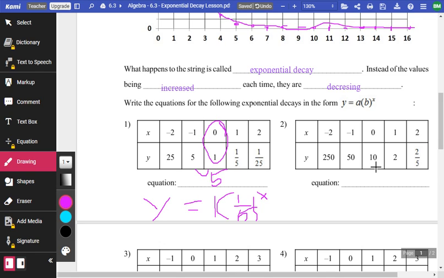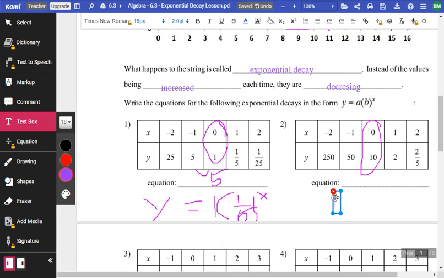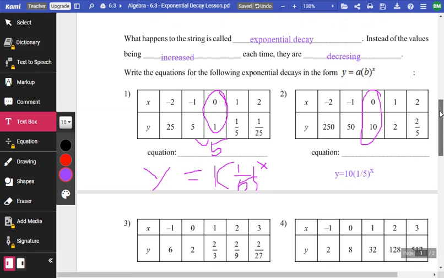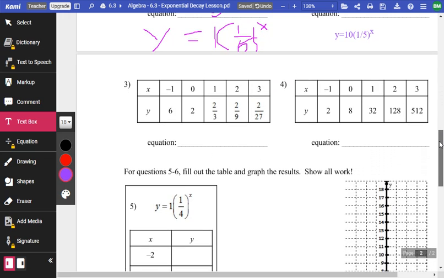Remember, if the b value is less than 1, we know it's decay. So we're looking right here at this one. We know it's going to be y equals 10, because that's the a. Now the b, if you look at what's happening here, it's also 1/5, all to the x. Again, we know it is decay because it's less than 1.